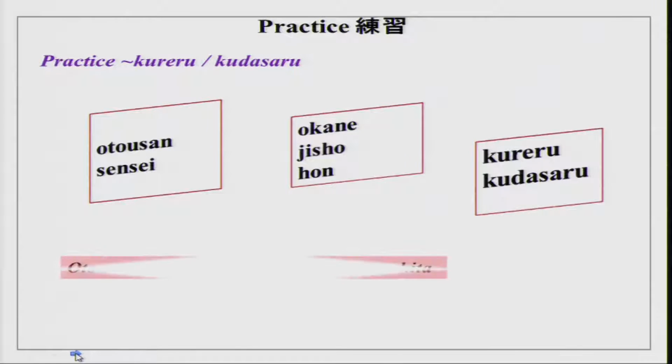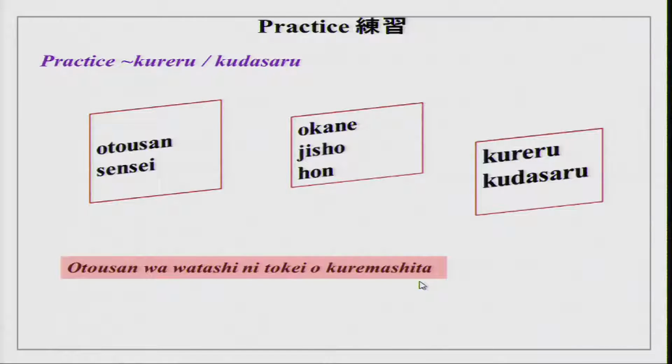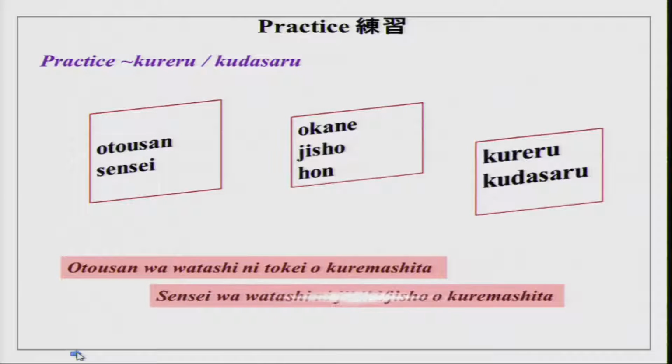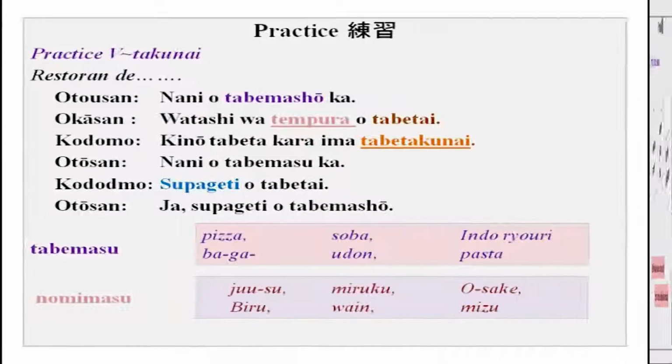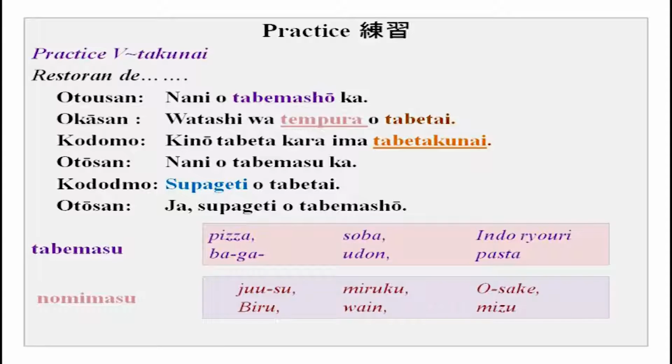So, well, you can use these over here. You can see otou-san wa watashi ni tokei o kuremashita and sensei wa watashi ni jibiki or jisho o kuremashita. So, well, you can use kureru and kudasaru in this manner. Now, I am sure you have understood all the 6: agemasu, moraimasu, itadakimasu, sashiagemasu, kuremasu and kudasaimasu.